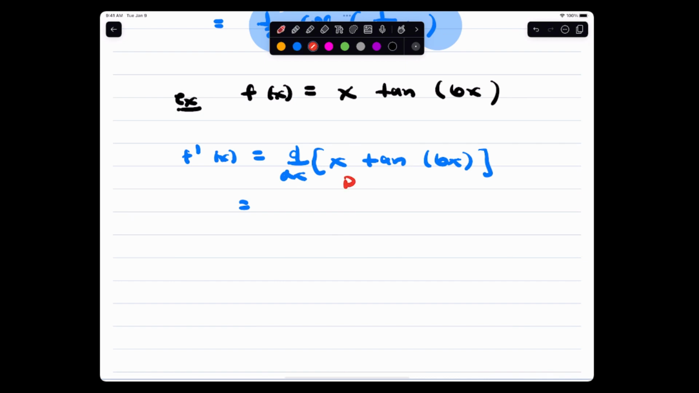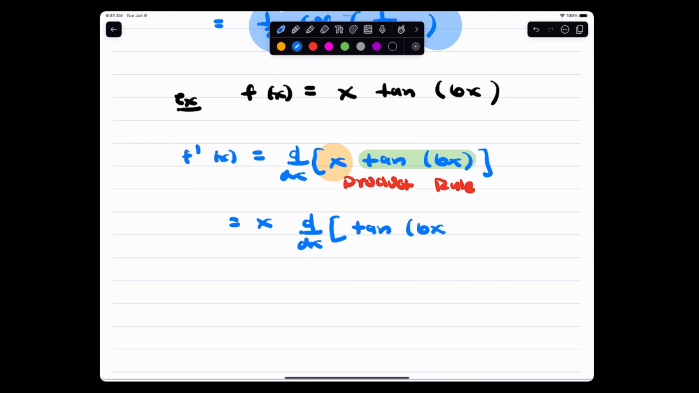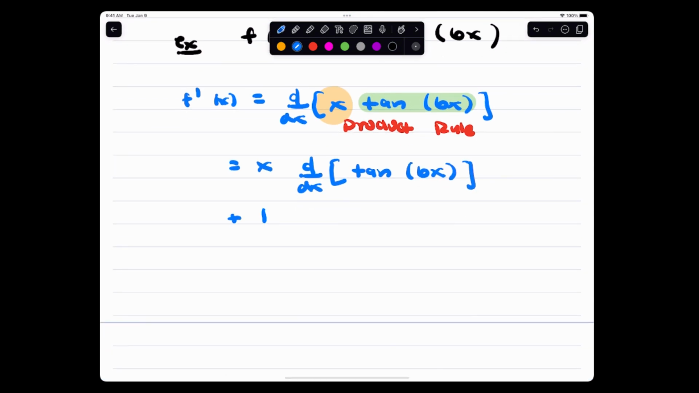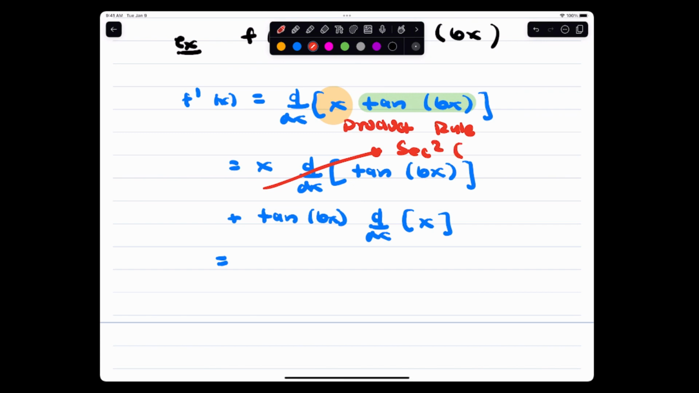So share with you guys why you care, right? What is this going to be? This is going to be product what? Product rule, is that right? So you've got two functions here. So let's think of it this way. First function and then what? Second function. So you're going to pull out what? First function. That's going to be x. What's the derivative of tangent? Secant squared.